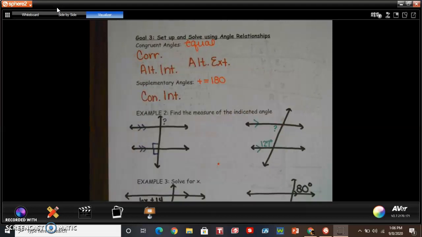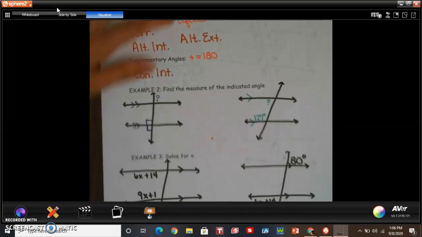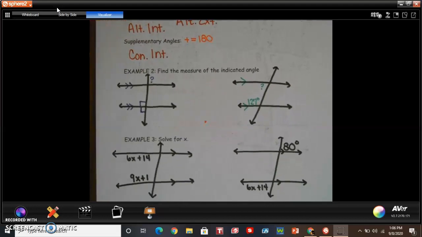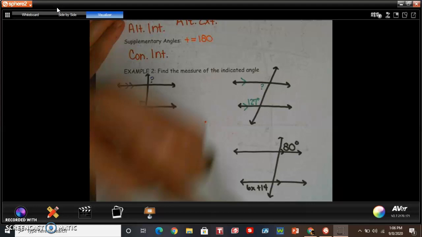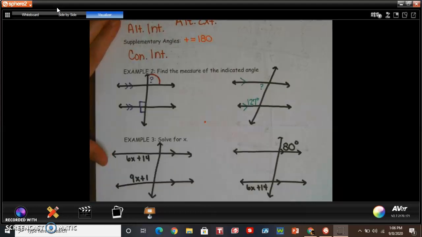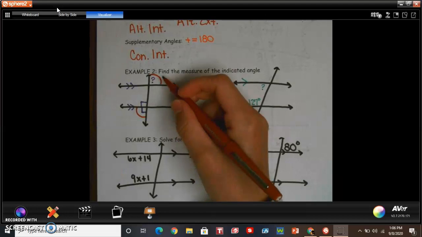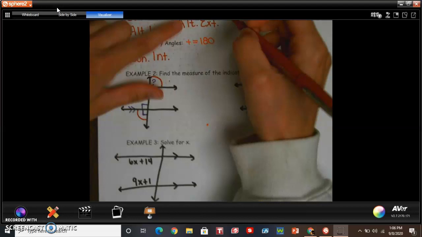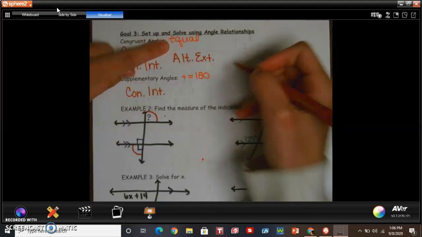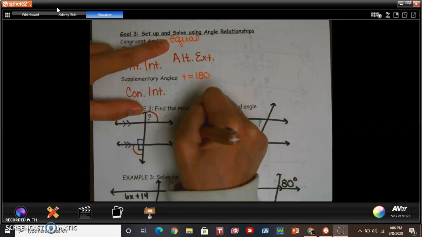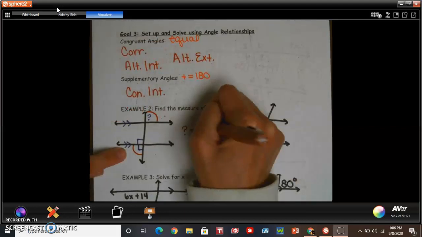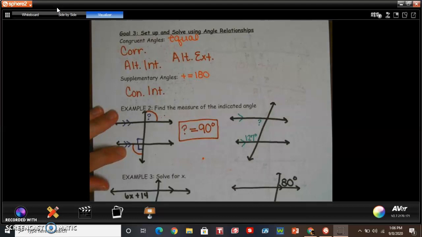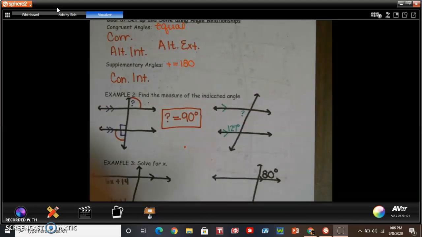So let's do some examples using goal 3. So the first type of problem you'll have on your homework, you're going to say, find the indicated angle measure. All right, so here's the angle they want to know. And here's the angle we know. Remember, that box means it's 90 degrees. So I need to see what kind of relationship do I have. All right, so we're exterior and we're alternate. Alternate exterior means that they are equal. So our angle measure is 90 degrees. Just like that.